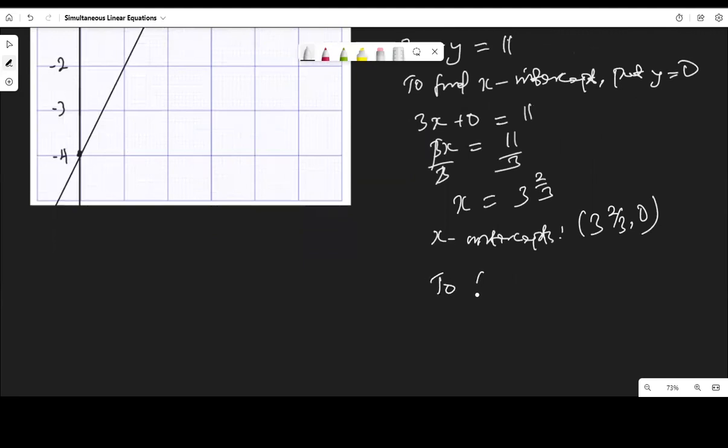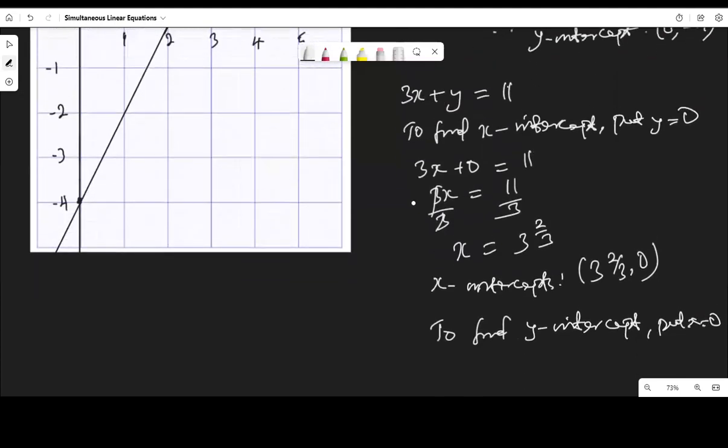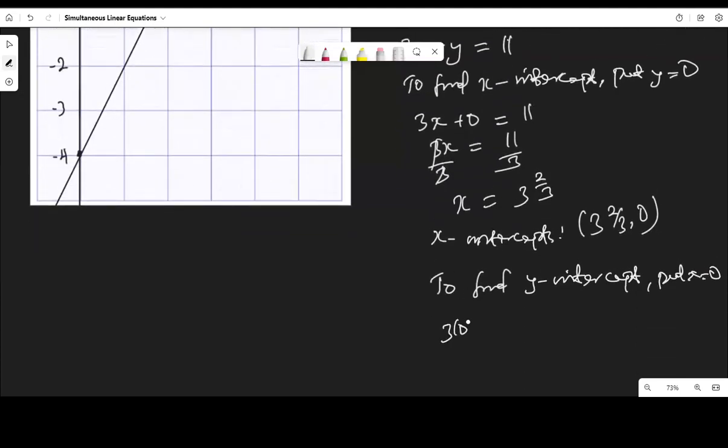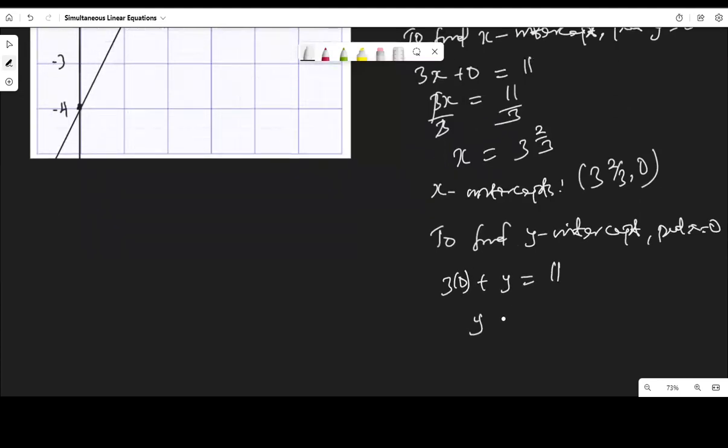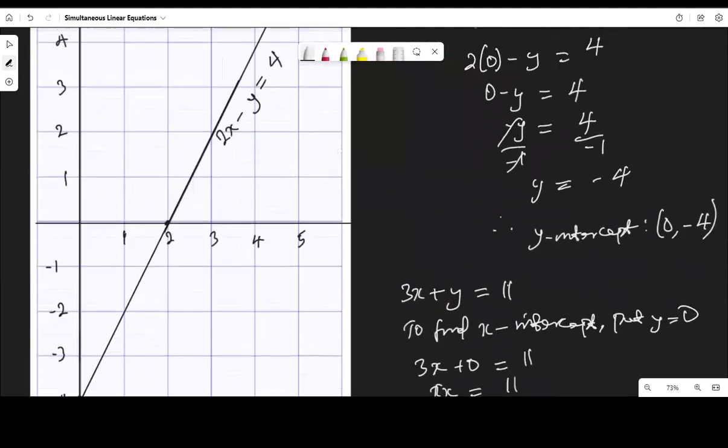And to find the y intercept, we put x to be 0. And if x is 0 in this equation, we have 3 times 0 plus y equal to 11. y therefore is equal to 11. The y intercept therefore is 0 and 11.